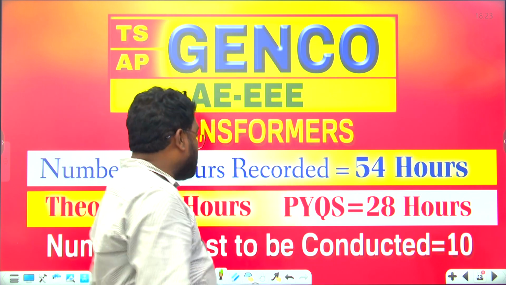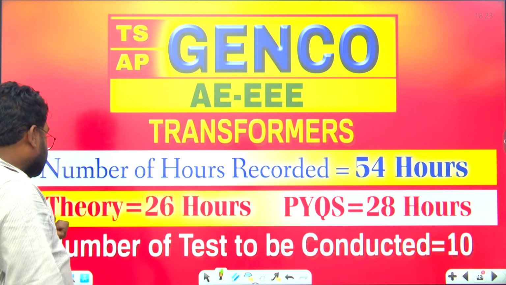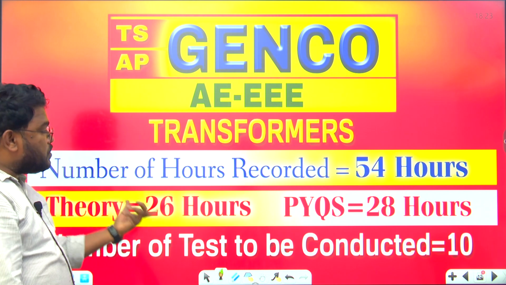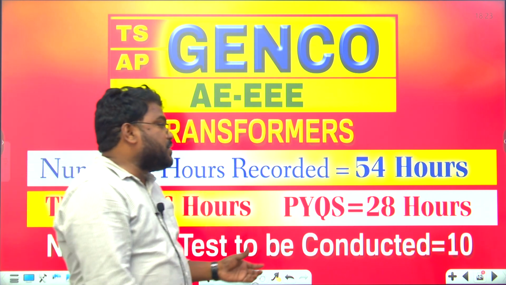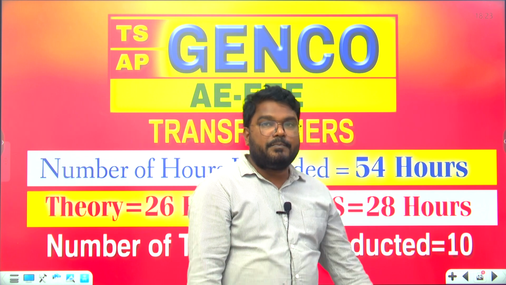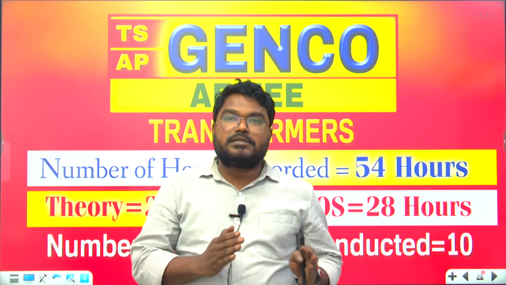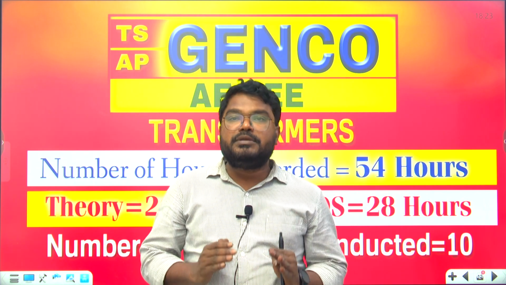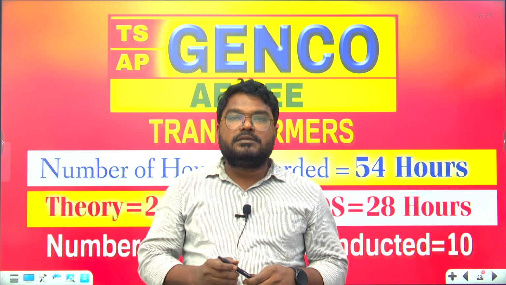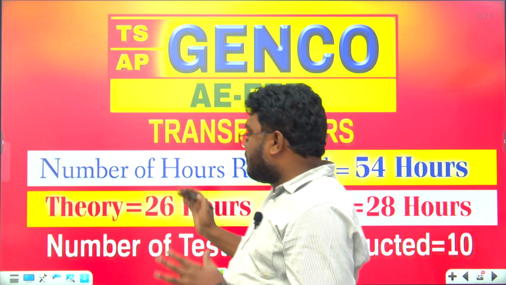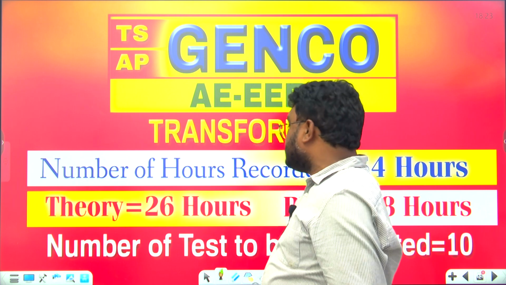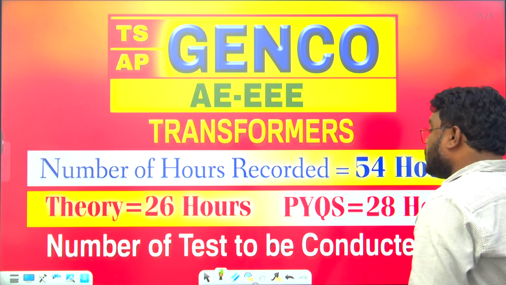In the 54 hours I have taken, this is the theory part. The theory part is 26 hours and PYQs are 28 hours. The theory part means all the topics. Suppose I have divided this subject into 17 topics. So the complete theory part is 26 hours, and the PYQs are 28 hours.